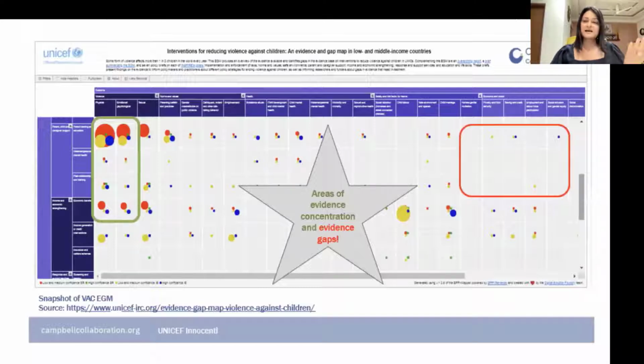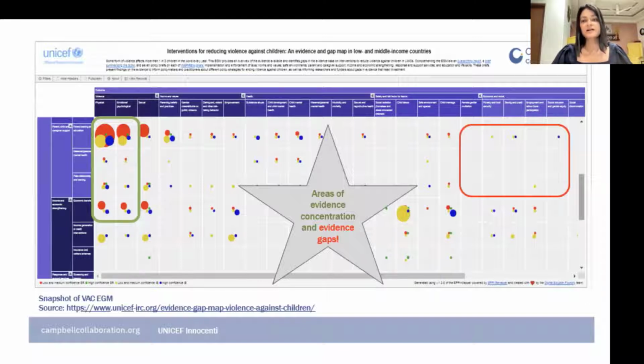Very quickly, what exactly are evidence and gap maps? Evidence and gap maps are a matrix of interventions and outcomes, where your columns correspond to your outcomes and interventions are mapped against your rows. The different bubbles that you see on the screen correspond to the type and volume of evidence, and the color coding that you see here helps us identify the confidence in study findings.